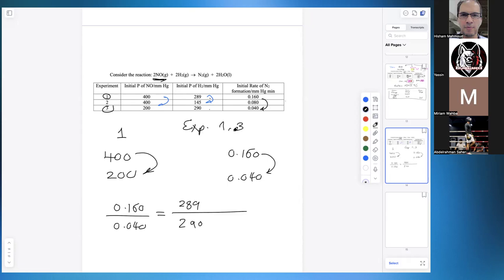What happened to NO from experiment 1 to 3? It changed from what to what? From 400. 289 to 145. ده ال H2. ده ال H2 احنا كتبناه خلاص.